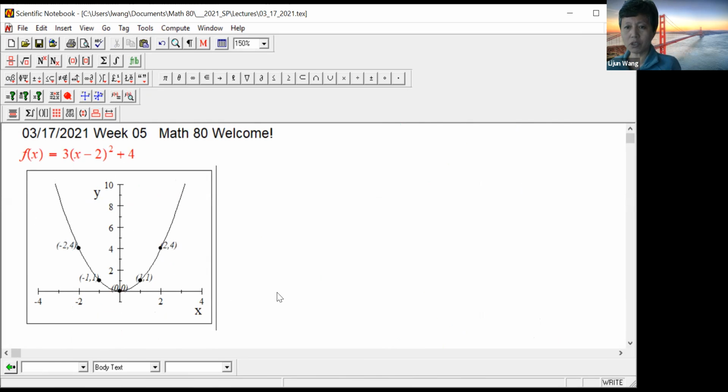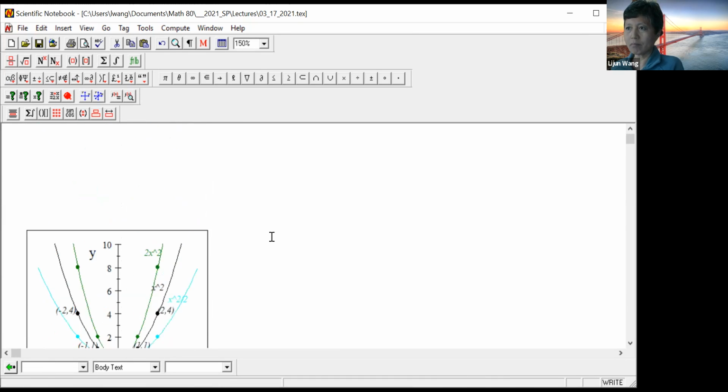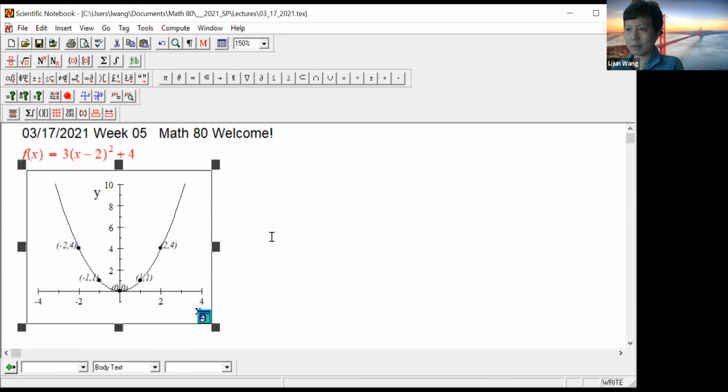How are you going to shift it, and where to shift, and where will be the lowest point or the highest point? We call this a vertex. The highest point or the lowest point is called a vertex.